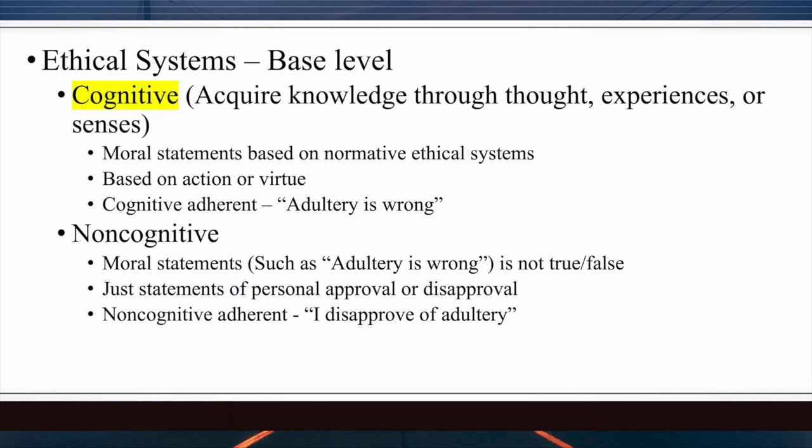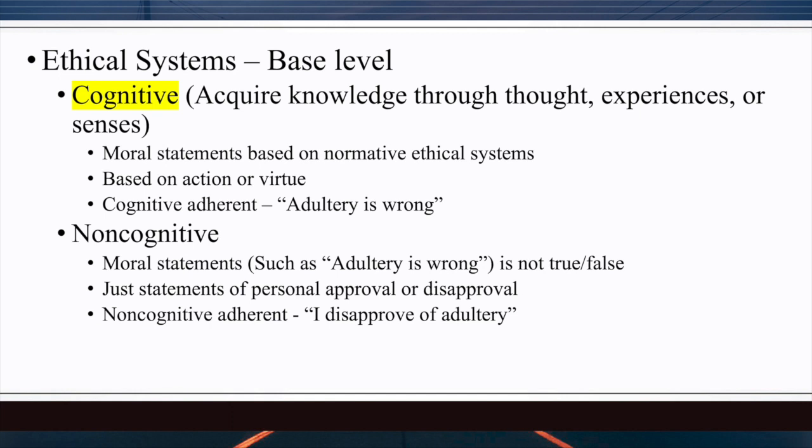Okay, so just follow along with me here. Basically, a cognitive adherent would say adultery is wrong. That's a moral statement based on norms in our ethical system, in our culture. Adultery is wrong. So if you watch a TV show and someone is committing adultery in that TV show, someone at the workplace is cheating on their wife with somebody else, the overall belief or the overall norm there is that it is wrong. It is wrong that they're cheating on their wife. And for the most part, the culture would say that is wrong. It's based on an action and it's based on virtue.